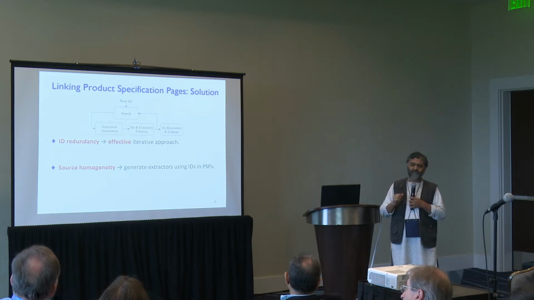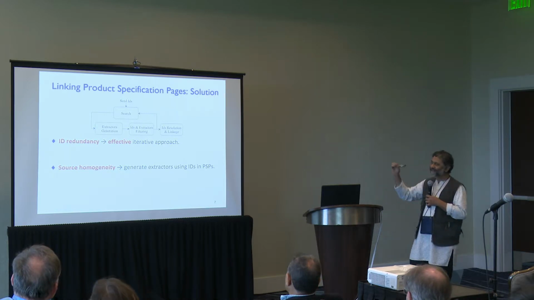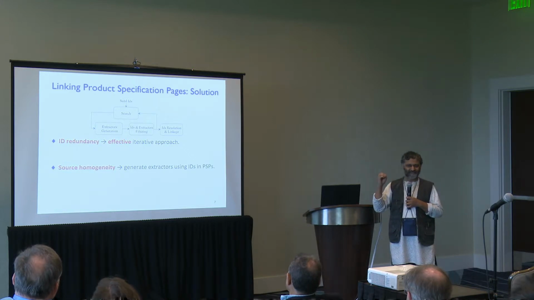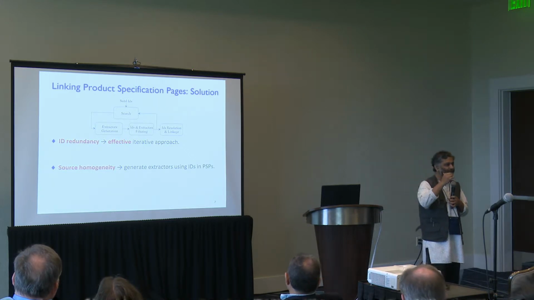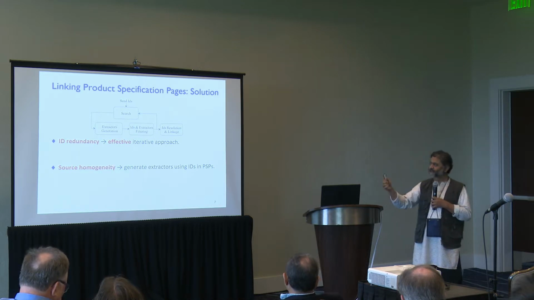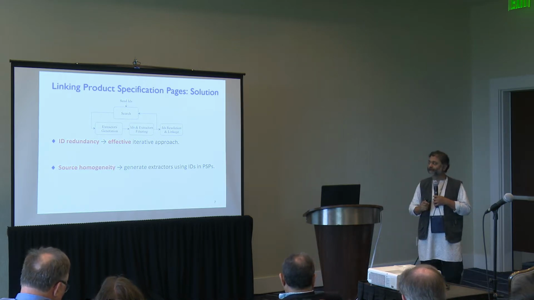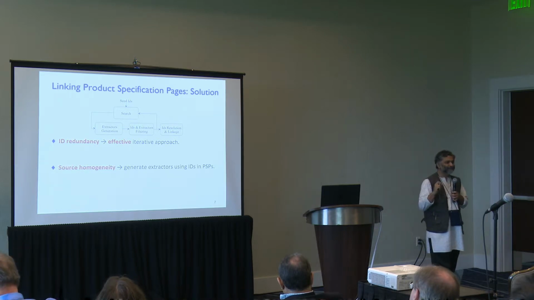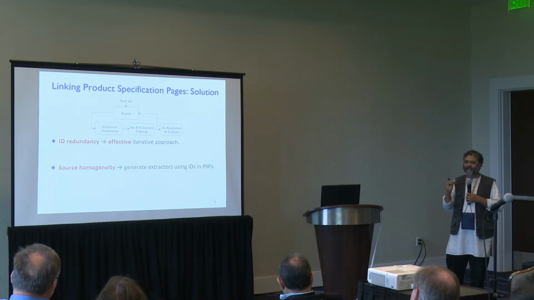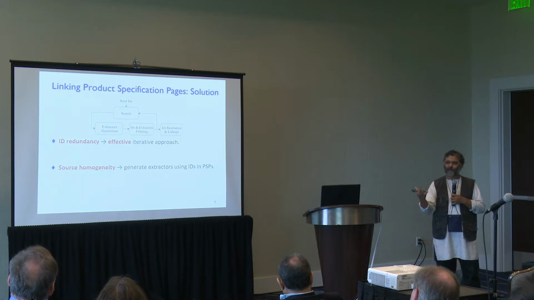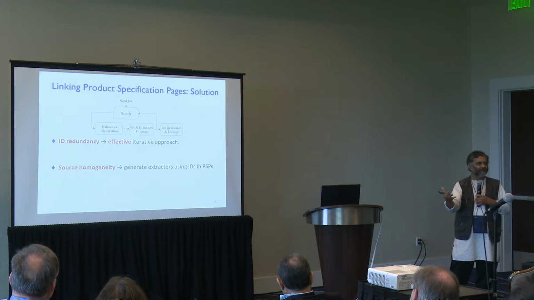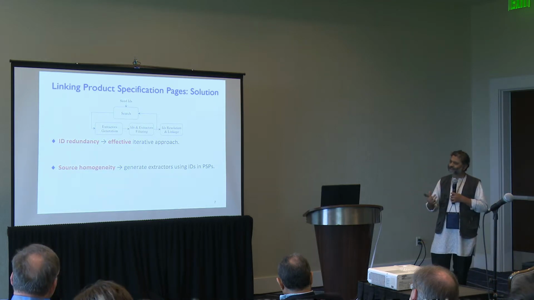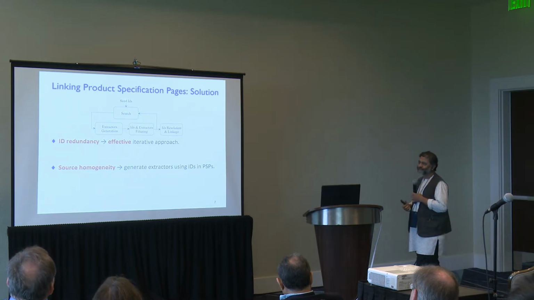And two opportunities that we found: one, that these IDs are highly redundant, especially for head products. Right? So the same ID of the product may be present in many, many sources, and we want to be able to take advantage of that. The second is, even though individual product specification pages might be complex, it turns out that a source is typically homogeneous. So if I have a set of products of a given type, of a given category, the products in that particular source tend to be all homogeneous pages.